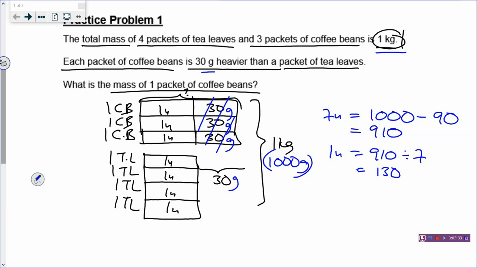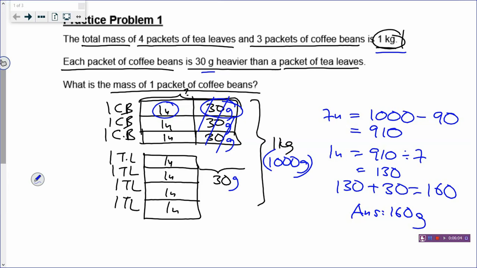The whole model is to find one unit. So once you can find one unit, you can actually solve the problem very fast. You look at the question mark. To find one packet of coffee beans, you have to take 1 unit plus 30. So you take 130 grams plus another 30 and you get 160 grams. So how heavy is one packet of coffee beans? Your answer will be 160 grams. Okay, so that's how you draw a stacking model.